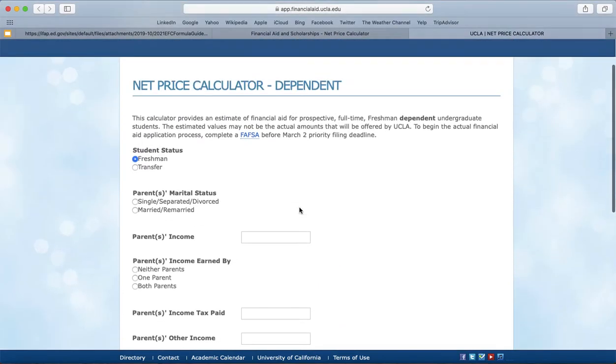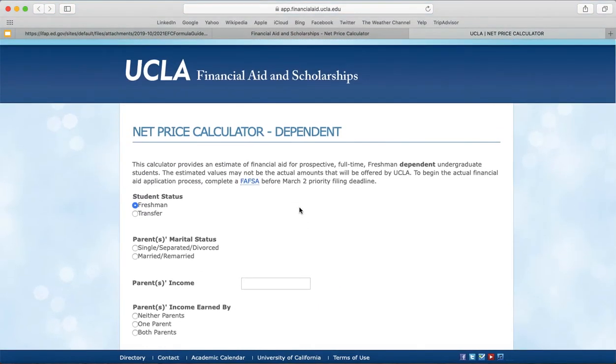There have been studies that have shown that often, this estimate from the net price calculator is very similar to what you're going to get later in May, your official financial aid package. So you can figure out what that package is going to look like by just using this net price calculator right now.